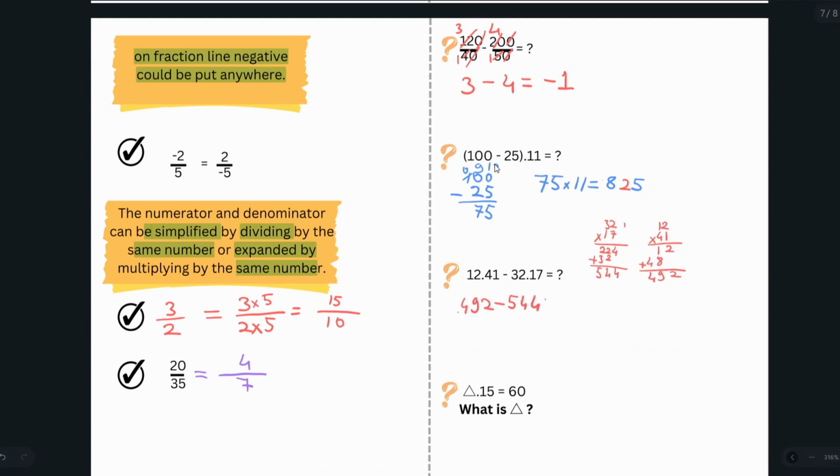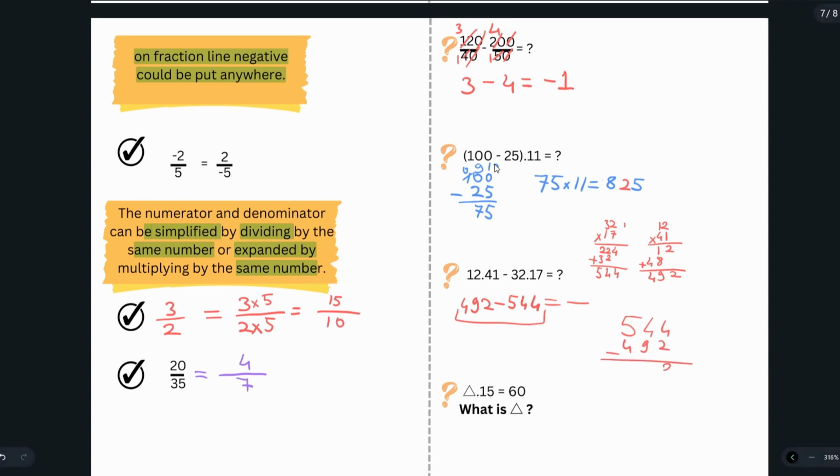I just moved things around to make it look neater. When adding two different signed numbers, we write the sign of the biggest. In this case, it's minus, and then we simply subtract the largest from the smallest.